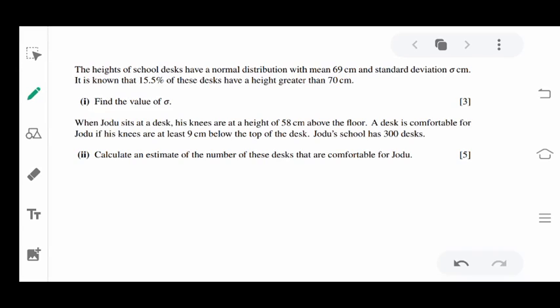The heights of school desks have a normal distribution with mean 69 cm and standard deviation sigma centimeters. It is known that 15.5% of these desks have height greater than 70 cm. The first part of the question is: find the value of sigma.